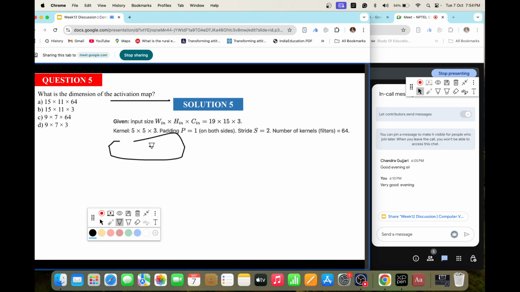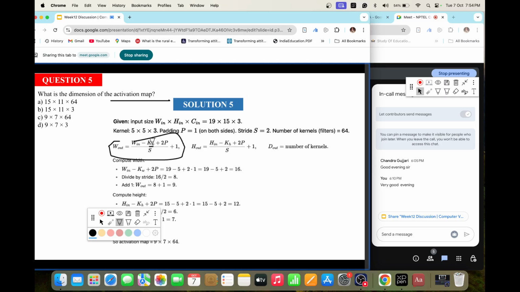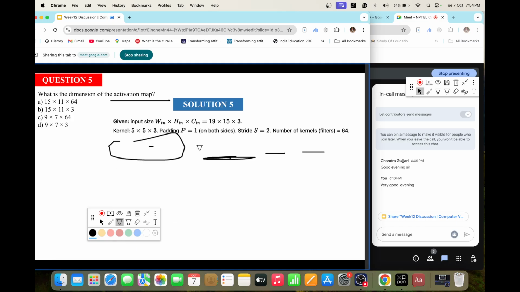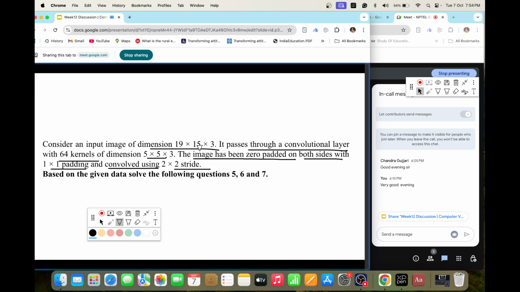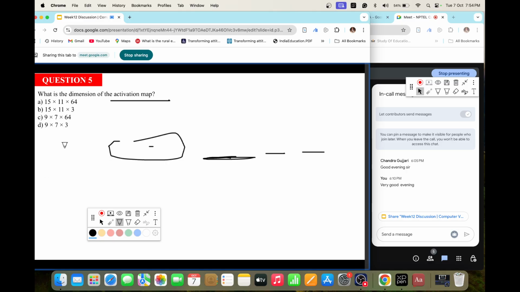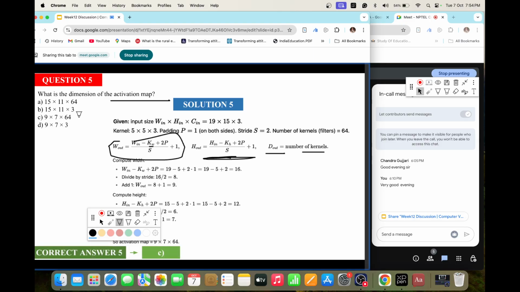What is the filter size? KW has been given as a 5 by 5 by 3 filter, so KW is 5. Similarly you can calculate H out, the height of the activation map. And D output is just the number of kernels, which is given as 64. So D output is very easy, that is 64. Now W output, that is W input.